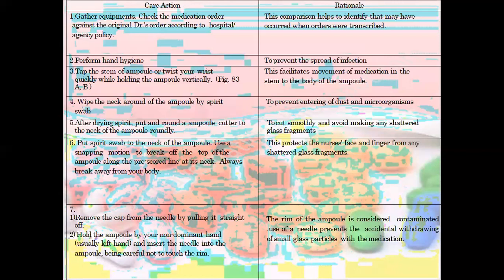Means if the neck is contaminated and when it breaks, the microorganisms will enter. So firstly we have to clean that area. Then after drying, means first we have to wait for the spirit to dry. स्पिरिट के dry होने तक हमको क्या करना है? Wait करना है. Put and round the ampoule cutter to the neck of the ampoule roundly.